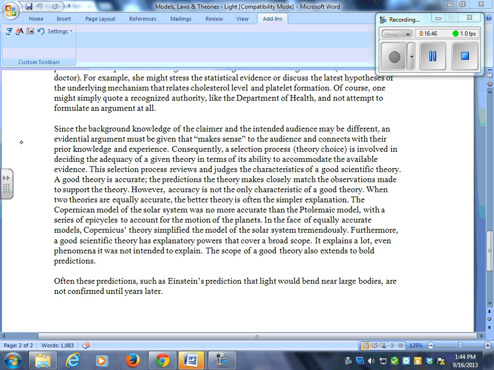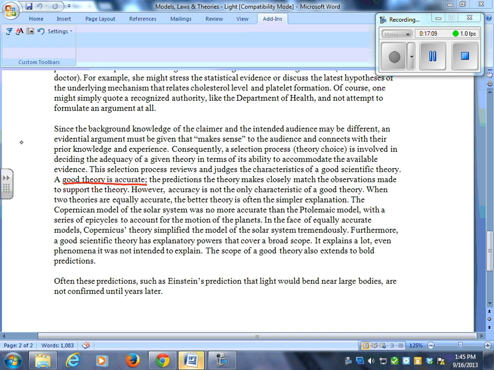This selection process reviews and judges the characteristics of a good scientific theory. A good theory is accurate. That's something you need to know. You've got to be accurate. The predictions the theory makes must closely match the observations to support the theory. If you make a prediction and then what you actually observe is pretty close to that, that's accuracy. However, accuracy is not the only characteristic of a good theory.